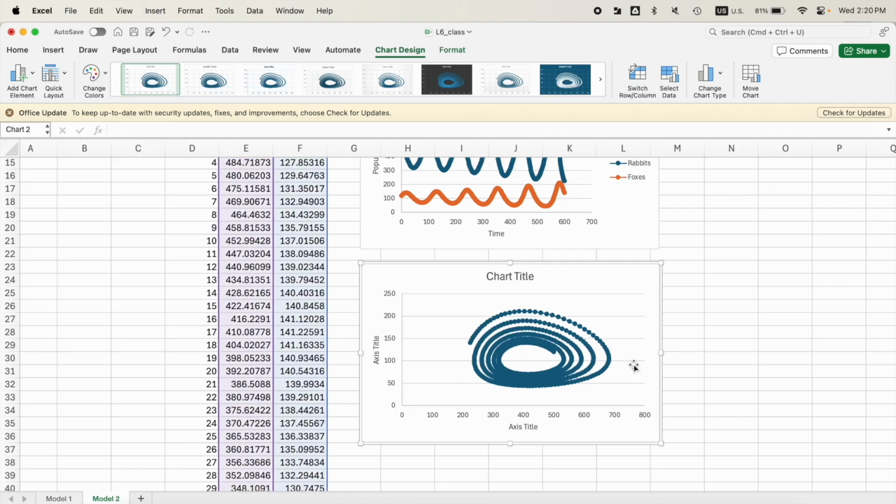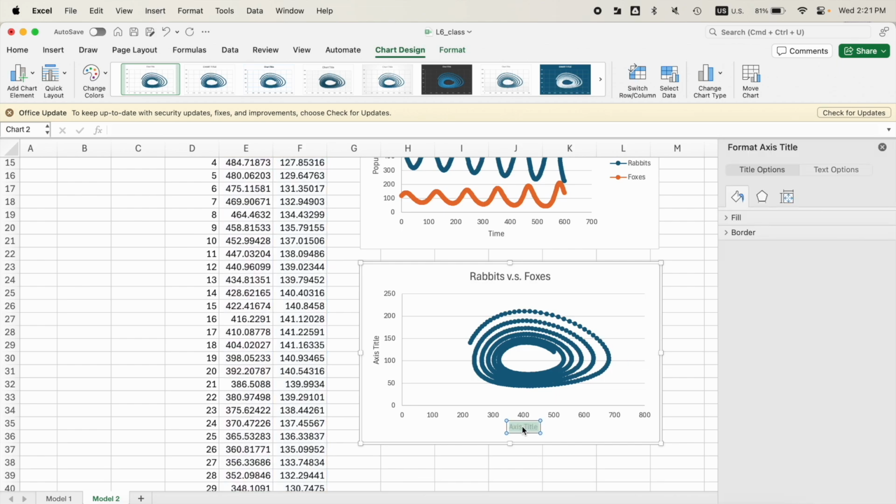Delete the legends. Right, we don't need the legends for the second graph. The x-axis title is rabbit population, and the vertical axis title is fox population.